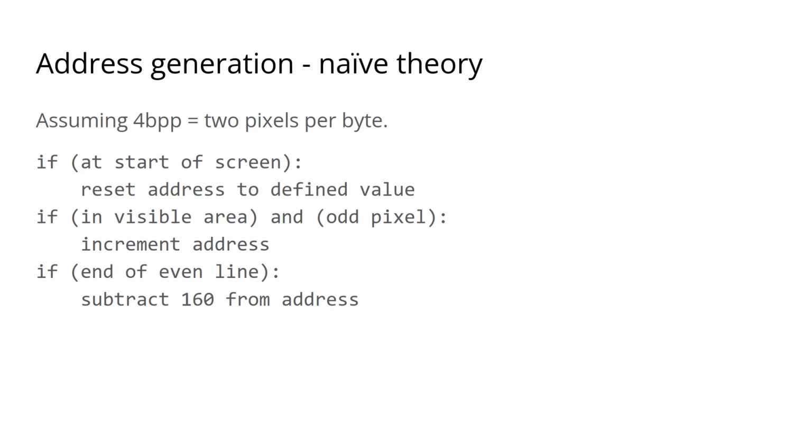The heart of the generator is simple. At the start of the screen, reset the address to a defined value. I'll read that as an input to the counters, and hopefully be able to wire that to an addressable latch for the CPU to write much later on. When in the visible area, the address must be incremented on every other visible pixel. Since I'm halving the resolution, I have to display each line twice. So, at the end of an even line, I subtract 160, that's 320 pixels divided by 2 pixels per byte.